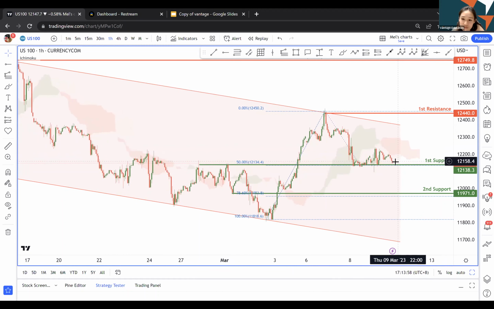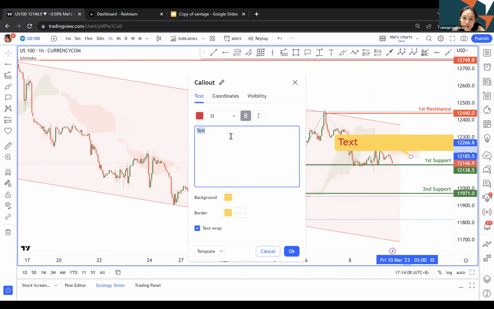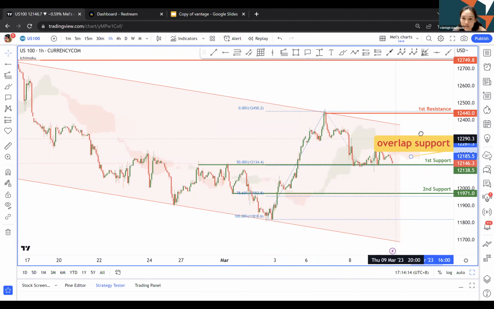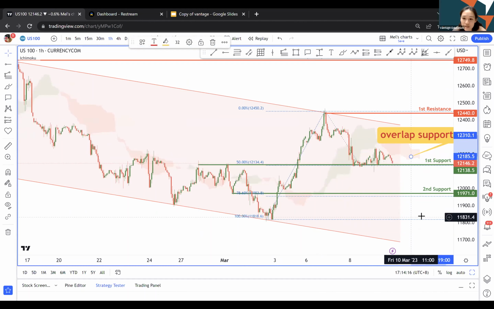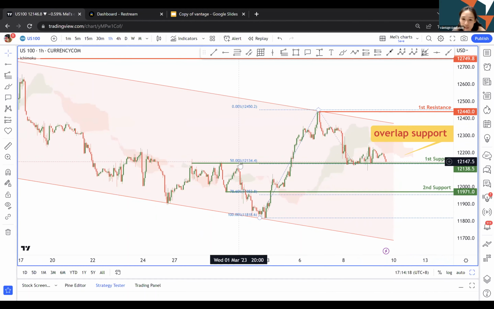However, we will only go in for the buy once price actually breaks through the first support, because our first support is, let me just label this. So our first support over here is an overlap support, right, which is a significant level. And we also have an area of confluence because it lies in line with our 50% Fibonacci retracement.